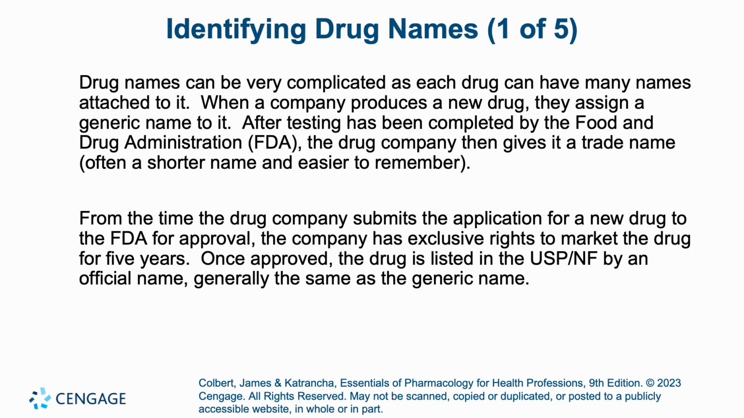Identifying drug names. So drug names can be very complicated. I kind of touched on it in the earlier slide. Each drug can have many names attached to it. When a company produces a new drug, they assign what's called a generic name to it. So after testing's been completed by the FDA, the drug company then gives it a trade name, which is often shorter and easier to remember. So from the time the drug company submits the application for a new drug to the FDA for approval, the company has exclusive rights to market the drug for 5 years.